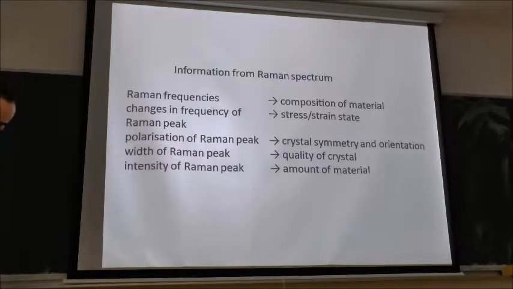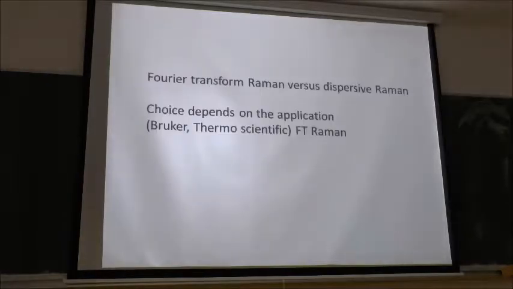So what information can we obtain from a Raman spectrum? First, Raman frequencies are related to the composition of the material. Then changes in frequency are related to strain and stress in the material. Polarization of a Raman peak tells you something about crystal symmetry and orientation, and the width of a Raman peak is related to the quality of the crystal. The intensity, of course, is related to the amount.